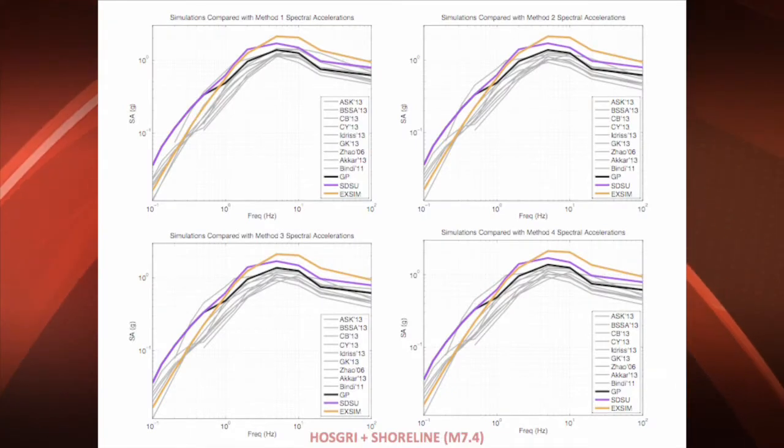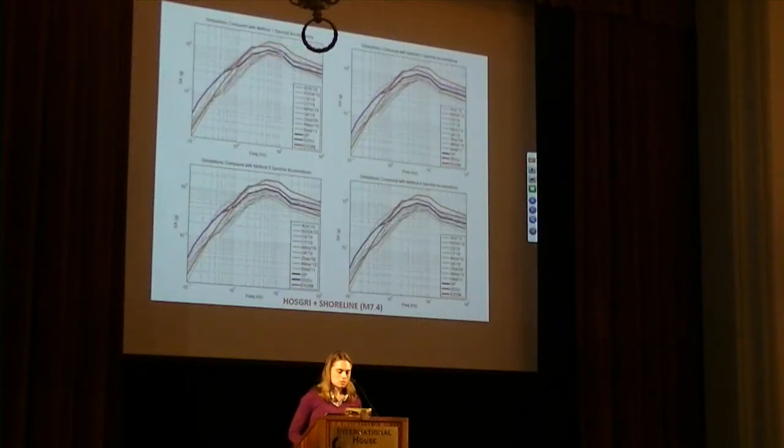It's almost a factor of 2 above the Graves and Pitarca, and SDSU is somewhere in between. And then at the low frequencies, it's much lower than the Graves and Pitarca and SDSU, which are the same for the low frequencies, which is what is expected.